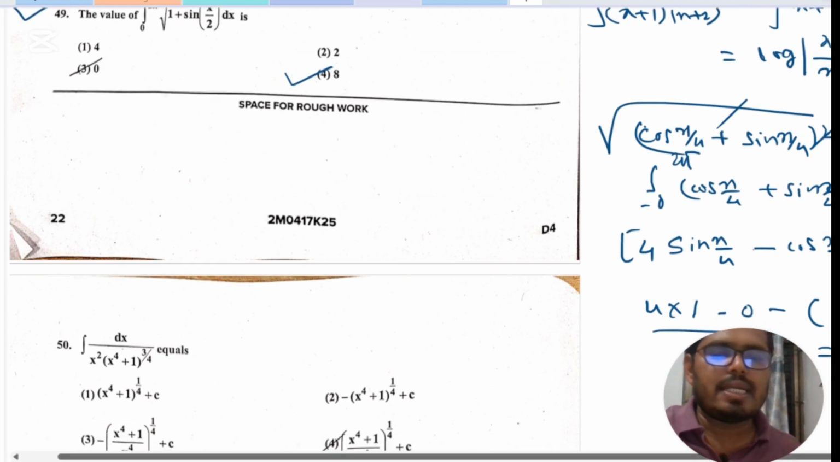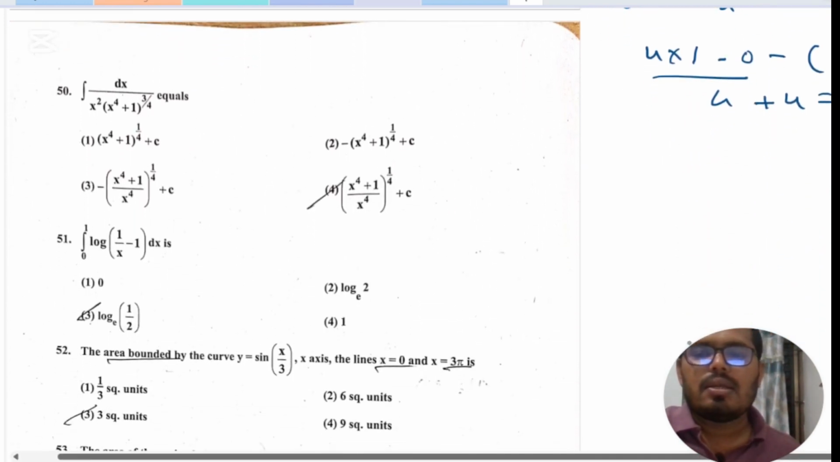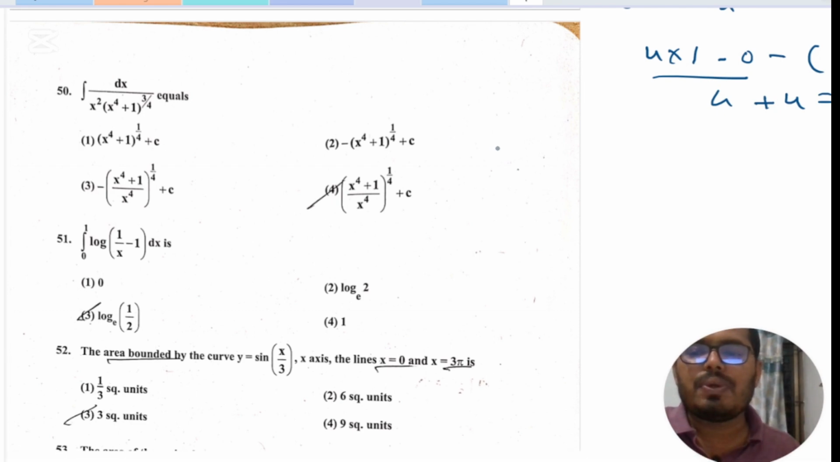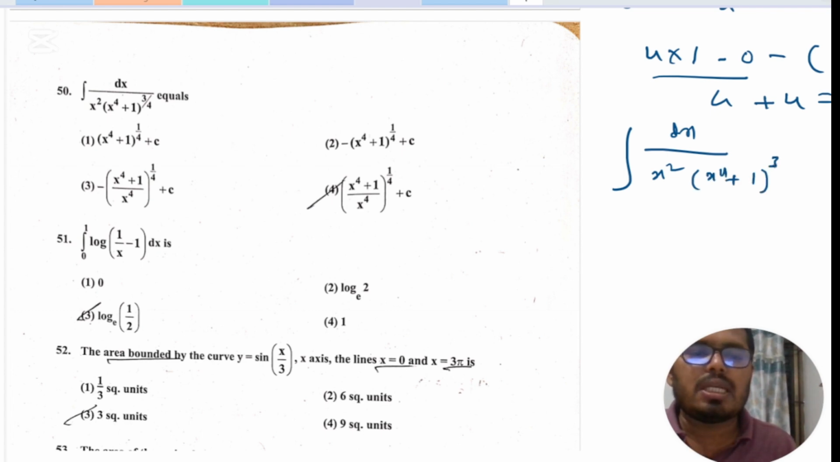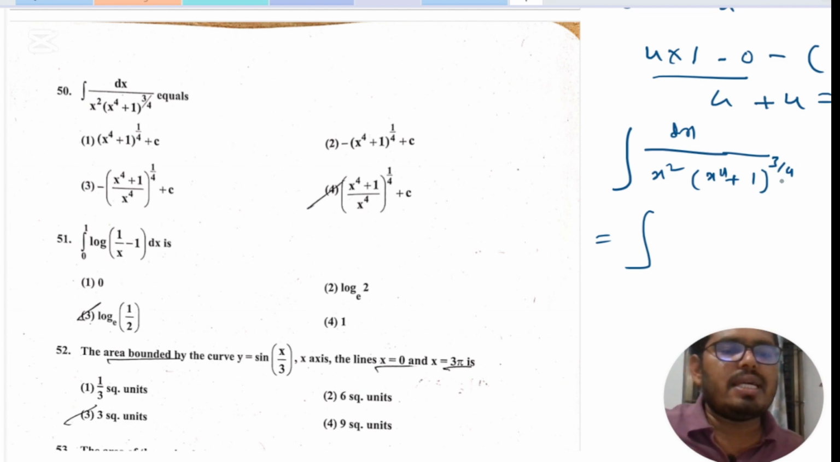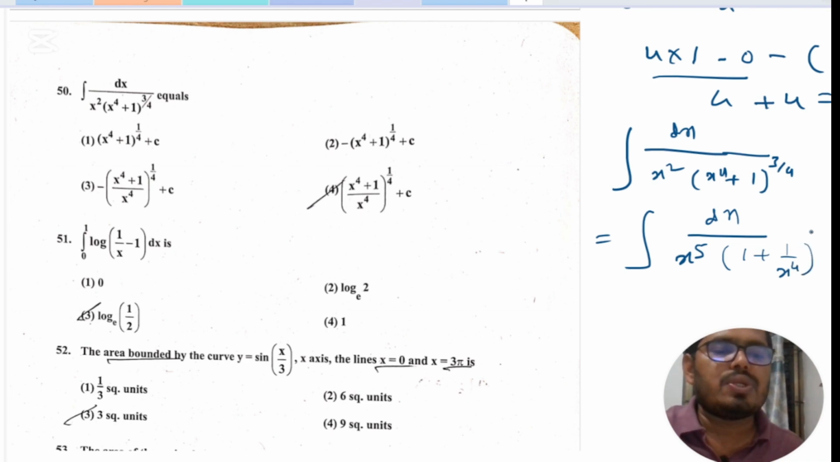Okay, next is question number 50. The integration of dx by x square into x raised to 4 plus 1 raised to 3 by 4. What you do here, if you take x raised to 4 common, then it is very easy. Raised to 3 by 4, therefore the power 4 gets cancelled, then you get x cube, dx divided by x cube into x square, that is x raised to 5, then 1 plus 1 by x raised to 4 raised to 3 by 4.